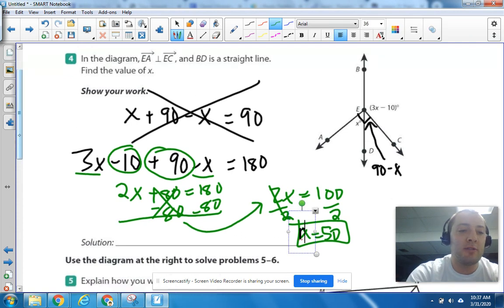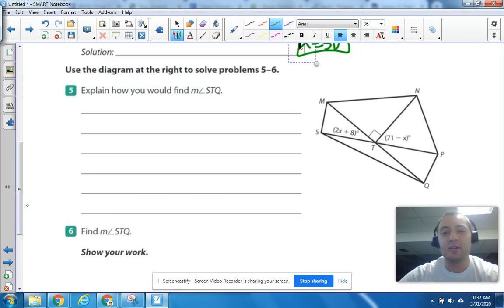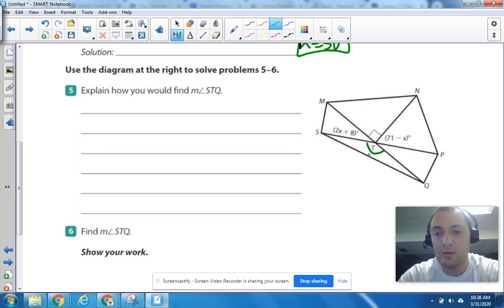All right, last thing, 5 and 6 kind of go together. They're all part of this diagram. This is probably the most challenging one on here because there's a lot of parts to it. Number 5 says explain how you'd find angle STO, and then number 6 says actually find the measure of angle STO. So I'm going to find the measure of angle STO and leave the explaining for what we did up to you. So if I want to find the measure of angle STO, that's this one right here, okay?